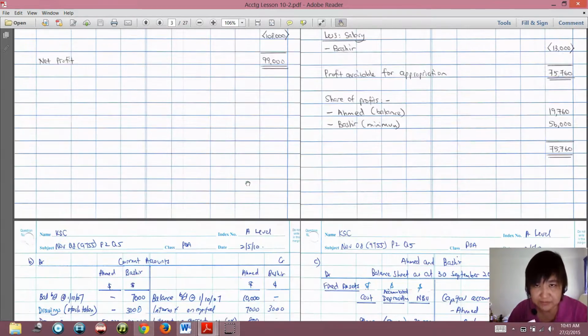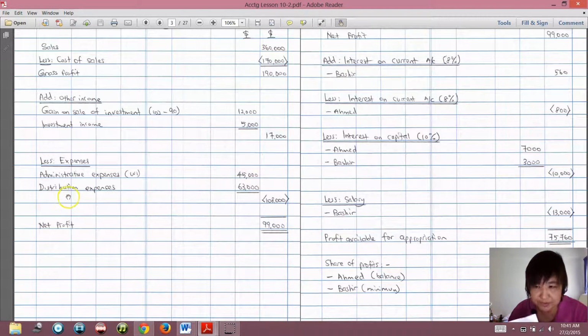Why don't I do the easy one first? In the exam also I'll put in all the easy numbers first. So distribution expenses 63,000. This one has no adjustment. You see in the question, the trial balance has administrative expenses and distribution expenses, no other expenses. So I can safely assume that depreciation is included under administrative expenses. Otherwise, where else can it be? So distribution expenses 63,000.